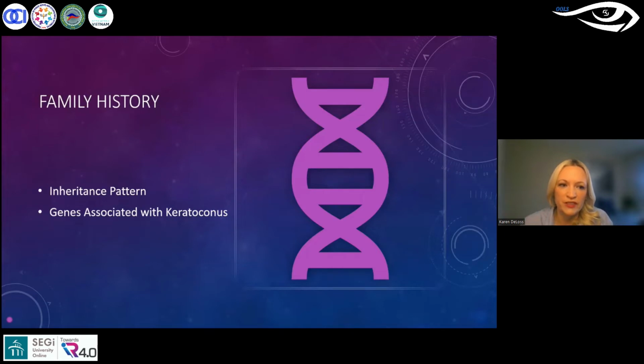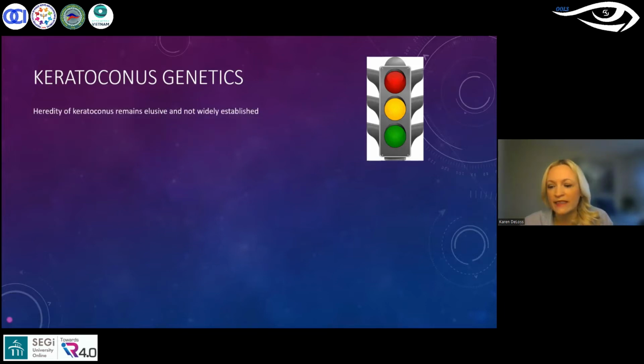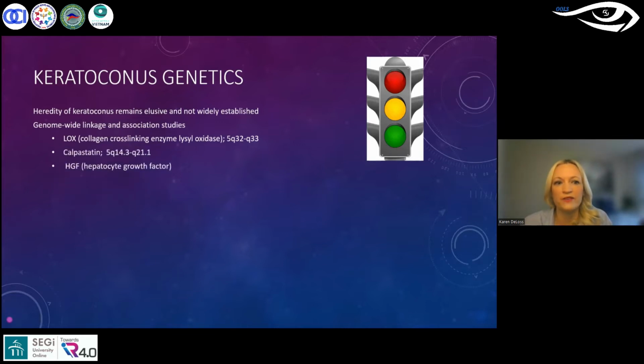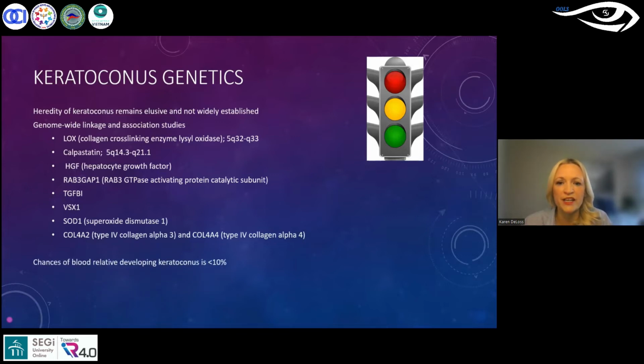Family history, as I mentioned, the inheritance pattern and genes associated with keratoconus are not widely established yet. There are a lot of linkage and association studies. The LOX gene is associated, and I'm just going to run through all of these because there are a number of genes that are associated. So it has no specific gene that we can target. It's a combination of several genes, is my point here. Again, the chance of a blood relative is roughly 10%, 8 to 12%.